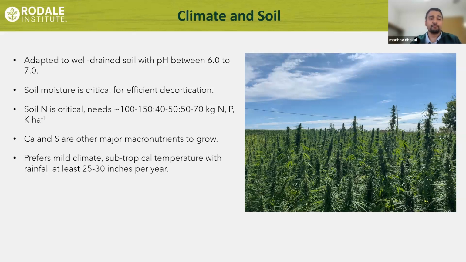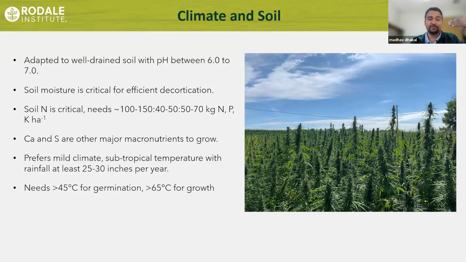It prefers a mild, subtropical climate. We can see some other cannabis species in tropical environments, but usually hemp grows in mild subtropical temperatures with rainfall. At least I would say 25 to 30 inches per year is okay for hemp production. So in the US, in this area and in the Midwest, it can be supported. It needs a temperature of more than 45 degrees.